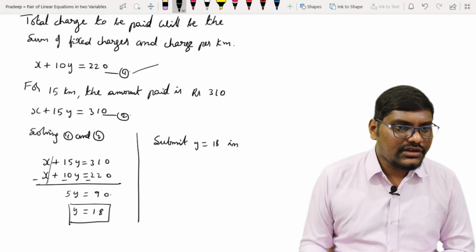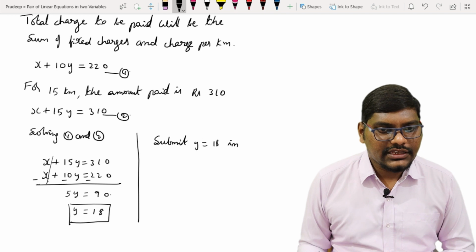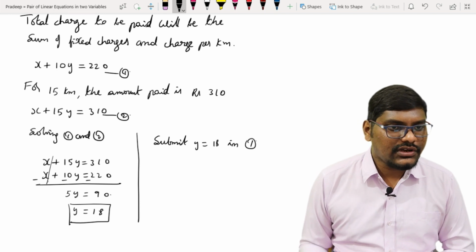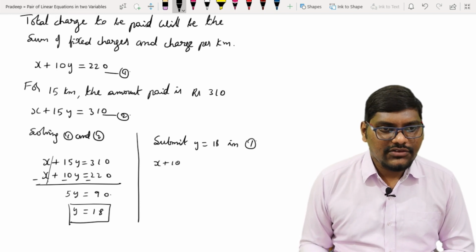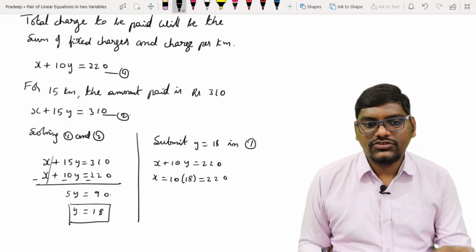We can substitute in either equation 1 or 2, and we will get the x value also. So I'll just substitute in the first one, that is x plus 10y equal to 220. So x plus 10 into, in the place of y, I'm substituting 18. So this is equal to 220.